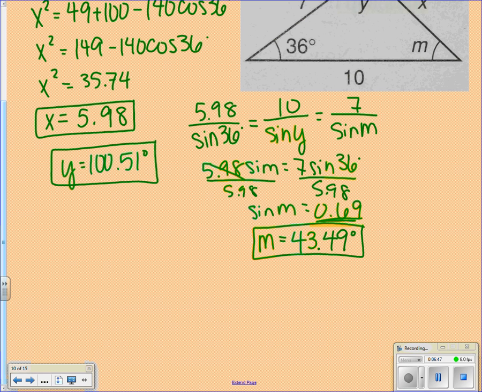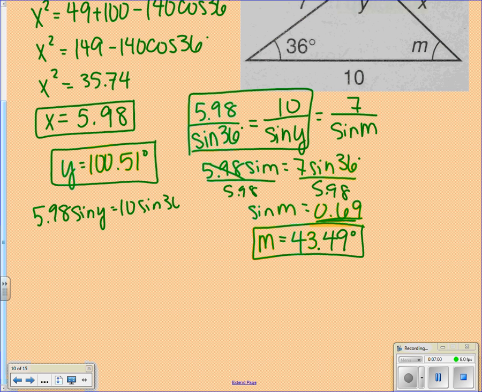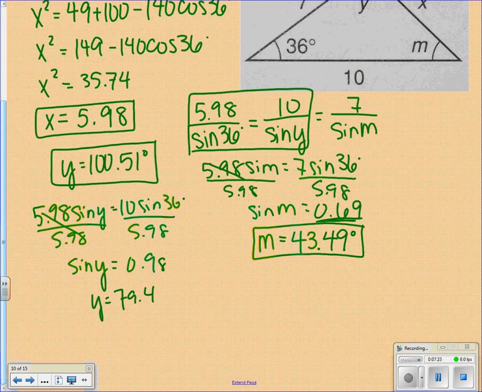Now, I'm going to show you, using the law of sines, with these two ratios, what I'm talking about for your y, just in case you forgot. You would have 5.98 sine of y equals 10 sine of 36, and divide by 5.98. And so the sine of y is going to be 0.98, and take the sine inverse of that, and you get y equals 79.49, which is not the correct value.